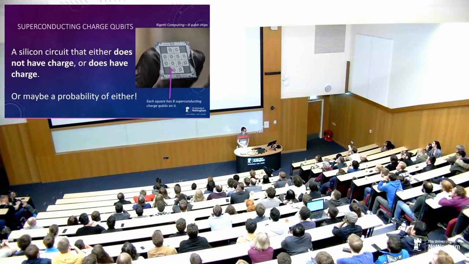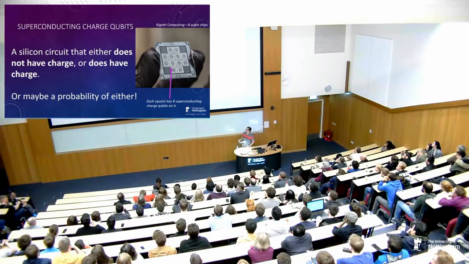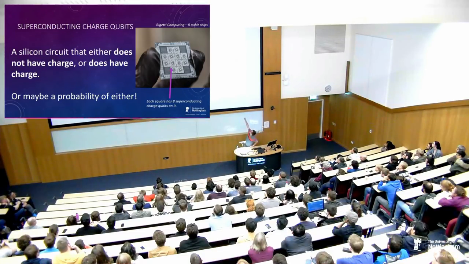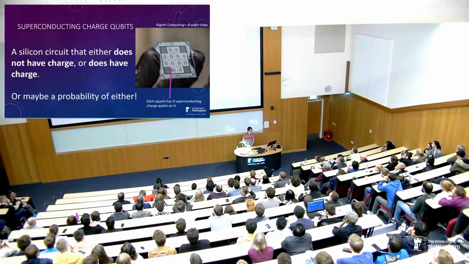In this case, a superconducting charge qubit is actually a little bit more concrete than this photon business. You can see up there, there's a chip. Actually, each of those large squares in the chip is a collection of eight superconducting charge qubits. You can barely see it. There are tiny little squares in those things, eight of them, and each of those itself is a qubit.